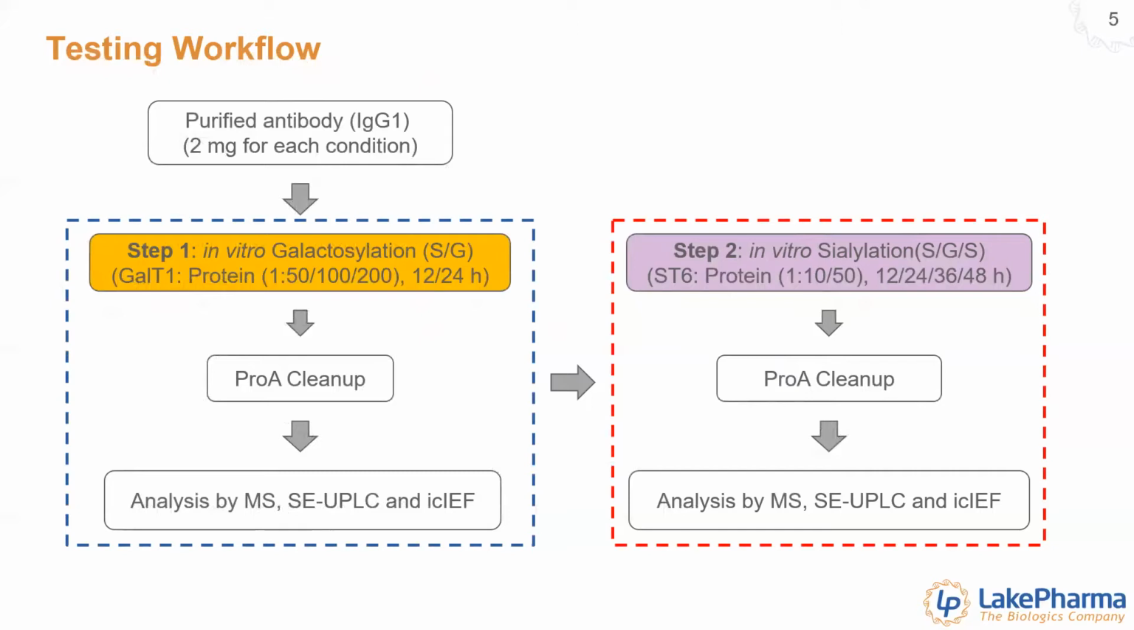After the first reaction, we moved on to the second reaction, which is catalyzed by the ST6 enzyme for the addition of sialic acid. We tested the substrate to enzyme ratio at 1:10 and 1:50, and the reaction time at 12, 24, 36, and 48 hours. Similarly, we cleaned up the reaction with Pro-A and analyzed the product by mass spec, SE, and CIEF.